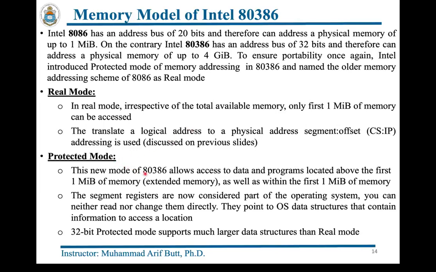This is the new mode of 8386, that is protected mode, and this allows access to data and programs located above the first 1 MB of memory, called the extended memory. And of course, at the same time, it also allows access to the first 1 MB of memory. The segment registers are now considered part of the operating system. You can neither read nor change them directly. They point to OS data structures that contain information to access a location. We'll talk about this in a short while. And of course, 32-bit protected mode supports much larger data structures than the real mode.